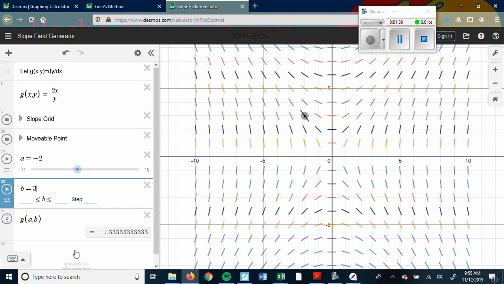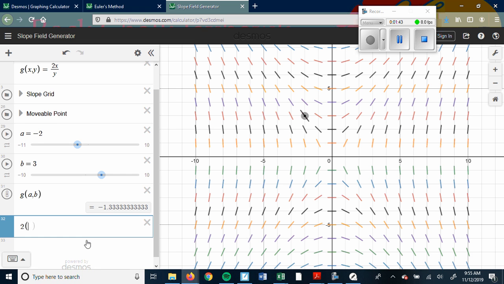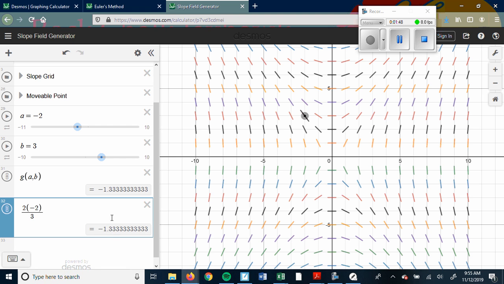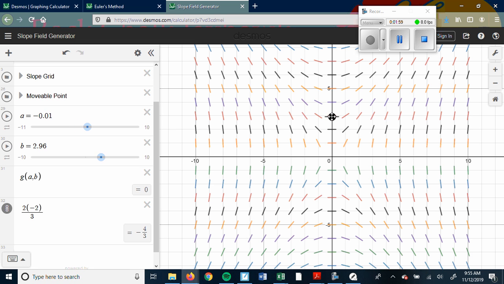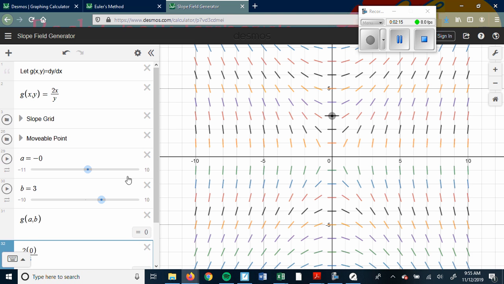Well, what is that? That is the slope at that point. So 2 times -2 divided by 3. The slope is -4/3 if we make that a fraction. And so this little bit right here is going downhill at -4/3. Watch what happens if I move it over here when x is 0. When x is 0, my slope should be 0. So it's exactly 0 right there. When I plug in 0 here, my slope is exactly 0. That's what's happening on this slope field generator.